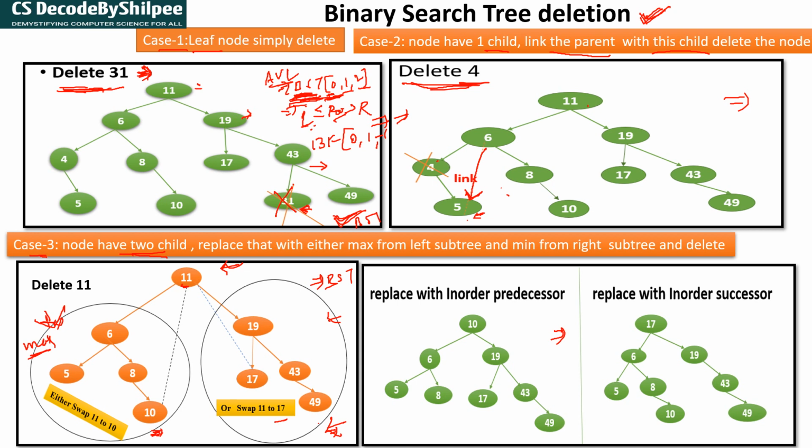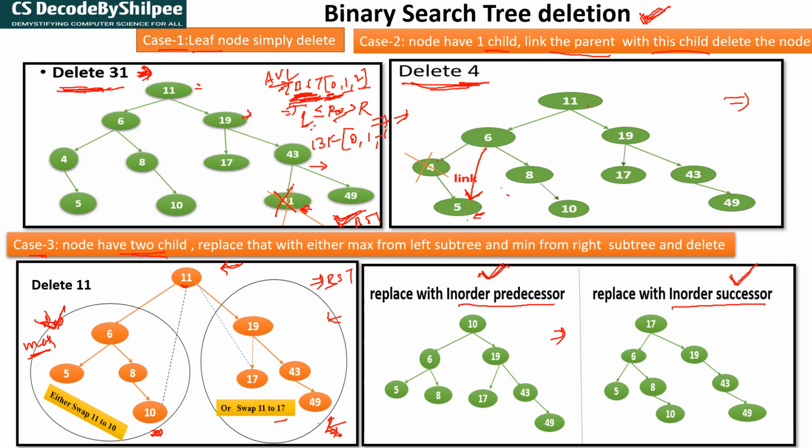If you are taking the maximum from the left side, that's called the inorder predecessor. And if you are taking the minimum from the right side, that's called the inorder successor. So you have to follow either one. If you are following the inorder predecessor, you follow the inorder predecessor. If you are following the inorder successor, then you follow the inorder successor.